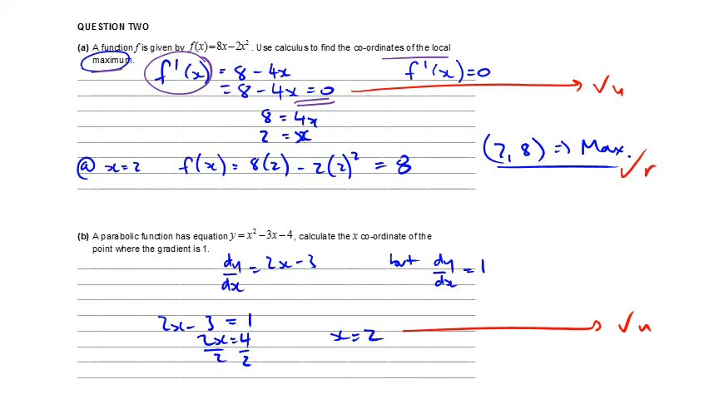Can everyone see that type of question as opposed to the previous question 1a, where it was saying calculate the gradient at this point? That one says calculate the x coordinate where the gradient is 1. Gradient is 1. You guys need to remember that as well.